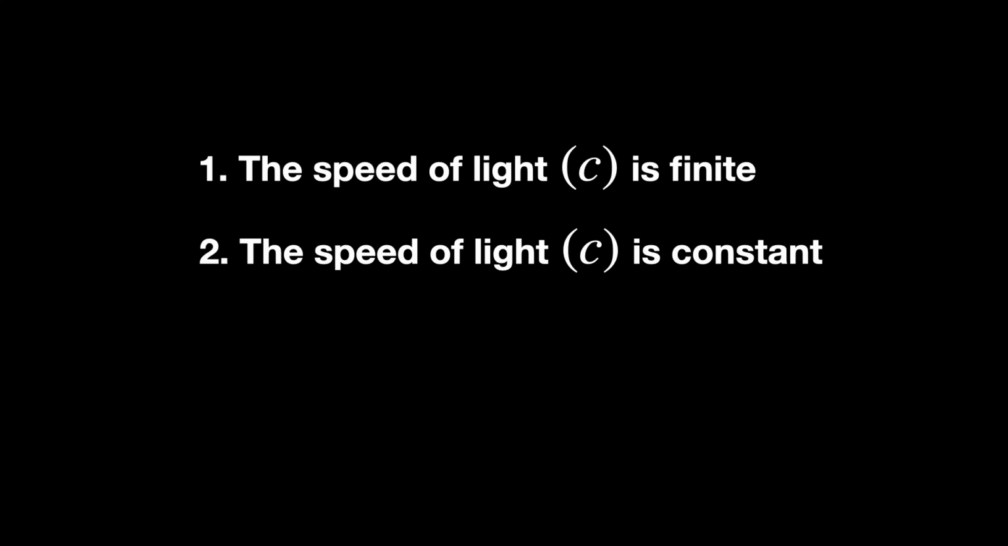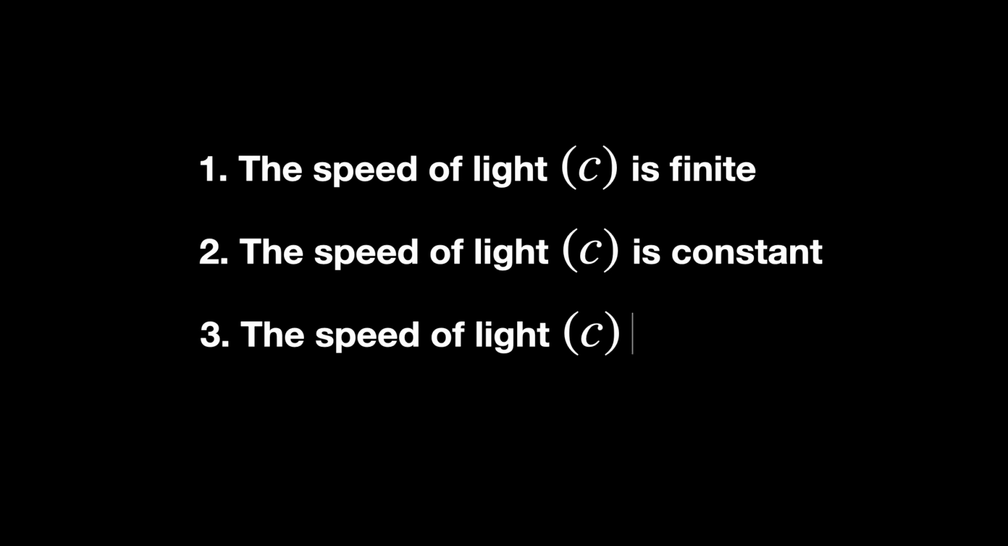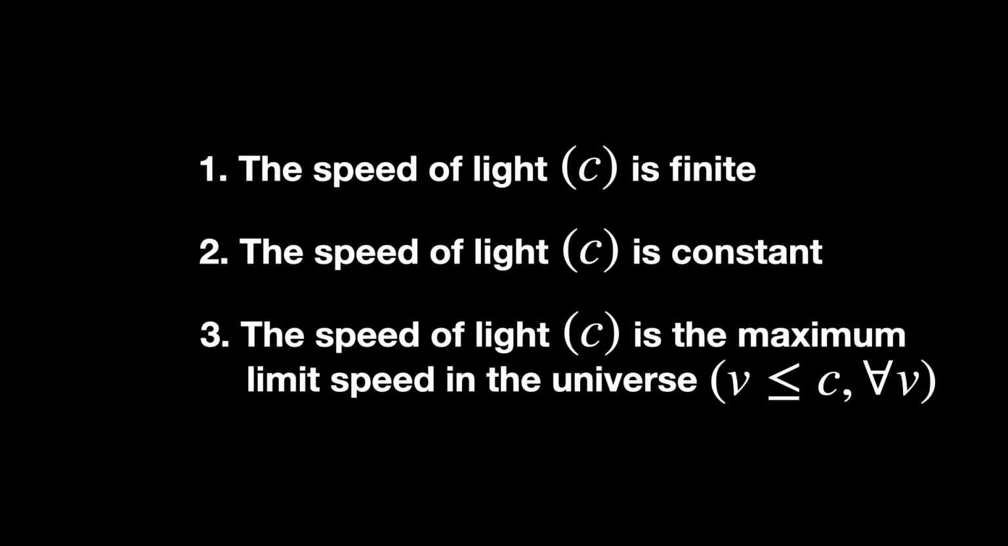The elegance of Minkowski geometry emerges from the fact that all of it, and plus a few other things that we'll see in a bit, come from just 3 simple assumptions. In this spacetime diagram, there are 3 kinds of regions. The existence of these 3 kinds of regions is a direct and exclusive consequence of the following assumptions: that the speed of light is finite, that the speed of light is constant, and that the speed of light is the maximum limit speed in the universe.